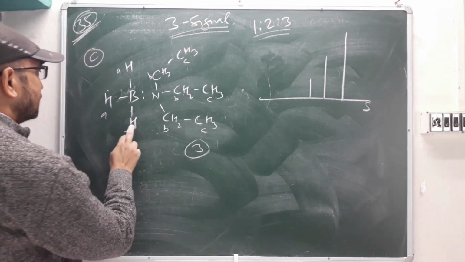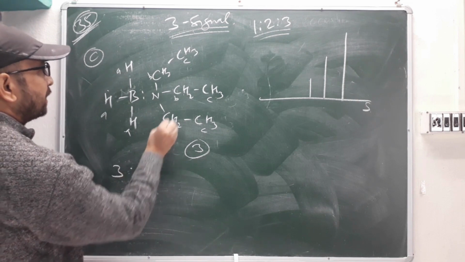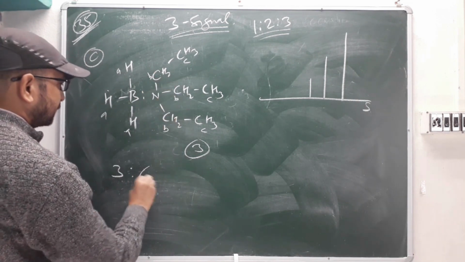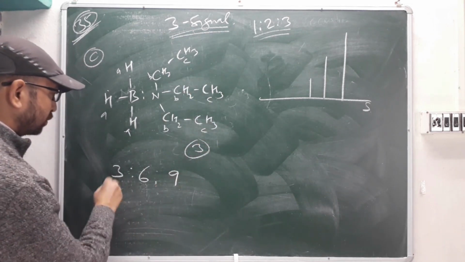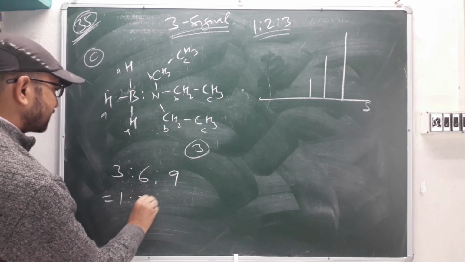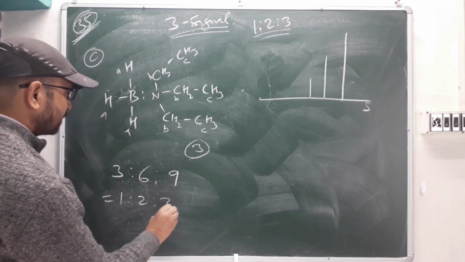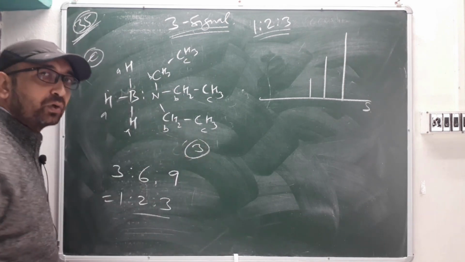Second one we'll see. So this one 1, 2, 3, so write it 3. Then this is B, B, B. So how many? 2, 2, 2, 6. This one 3, 3, 3, 9. So just do the simplest one. So 3 divided by 3 is 1, 6 divided by 3 is 2, 9 divided by 3 is 3. So 1:2:3 and 3 signals. So option C will be your correct answer.